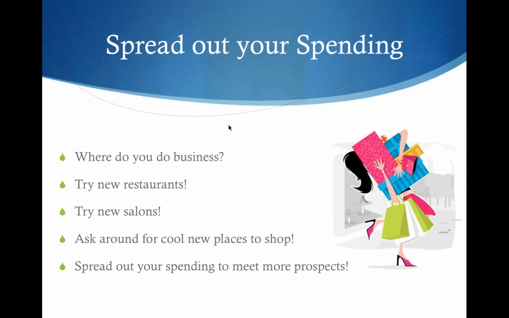The next thing I want to talk about to expand your names list is to spread out your spending, right? Where are you currently doing business, right? Think about all of that. That's one of the things that we asked you to fill out in your names list. But what I want to ask you to do is spread out your spending a little bit where you can. Now, of course, you want to be a loyal consumer, but there are certain things that if you try new things, that's not being disloyal. It's just trying out new things. So try out some new restaurants, try a new salon, ask around for cool new places that you can go shopping, spread out your spending to meet more prospects.